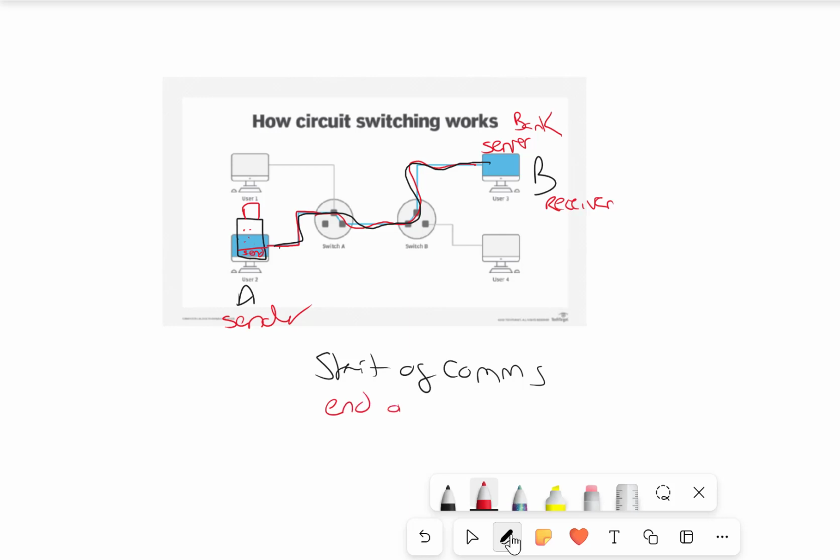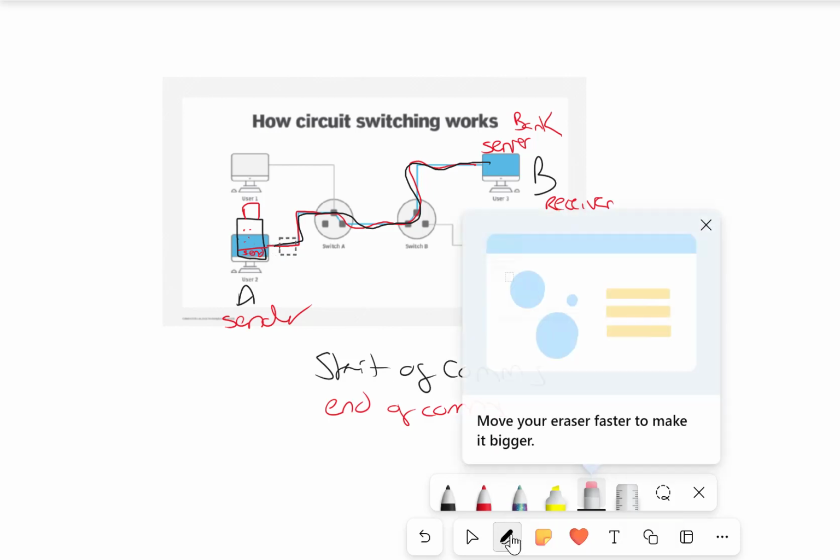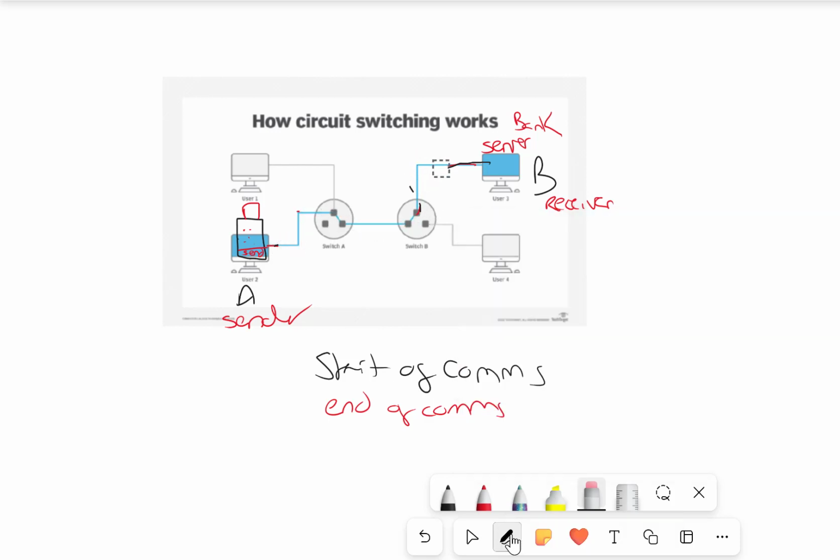So once the communication ends, the link is gone between the sender and receiver. The circuit links that make up the circuit are removed.